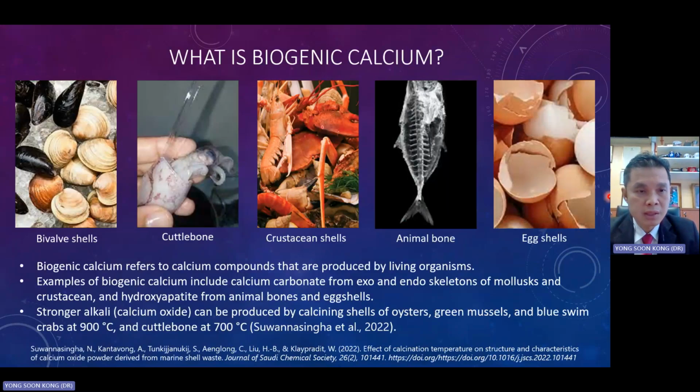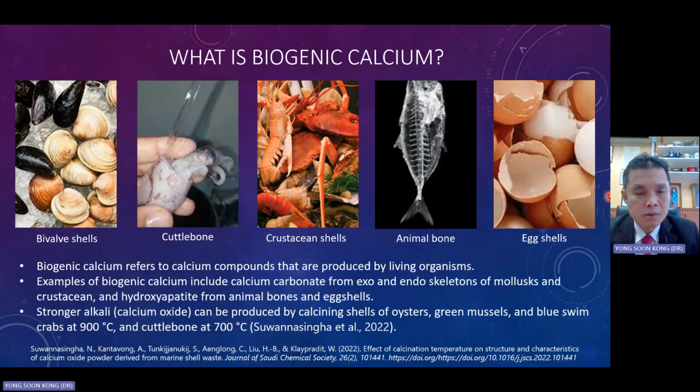First of all, what is biogenic calcium? As you can see from the picture itself, it is calcium that is generated by living organisms. Now, this calcium can vary according to its different physiology and whether it is an ocean organism or a terrestrial organism. One example you can see right here is the bivalves, cuttlebone, and crustacean bones. These are calcium carbonate that forms the exo and endoskeleton of mollusks and crustaceans. But there's another one, hydroxyapatite, which consists mainly of the bones of animals, including fishes, and the shells of poultry eggs.